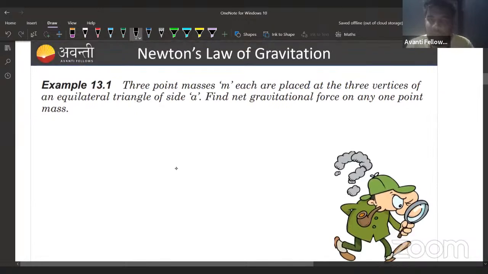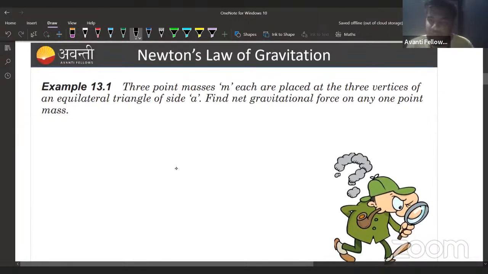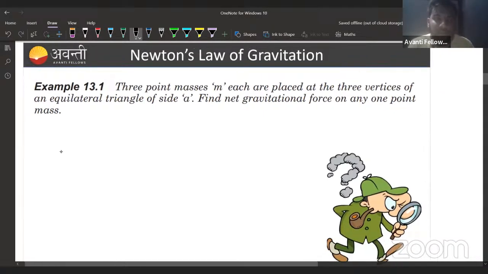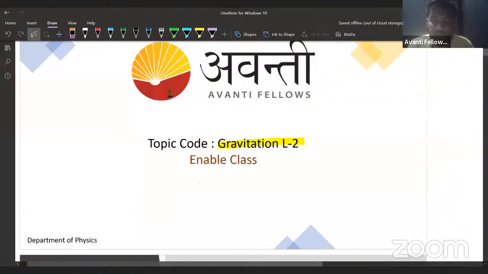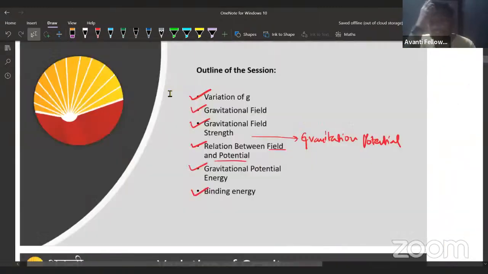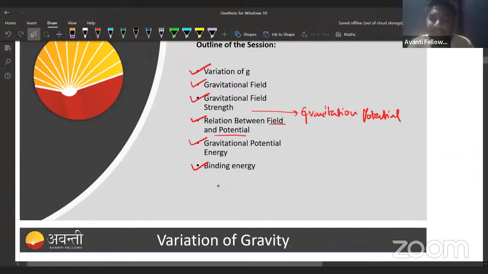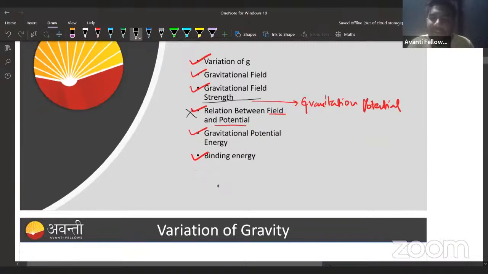So shall we start, or do you guys need a quick revision? Let us see what we studied in the previous classes. A quick revision, okay? So this is our previous class notes. We saw variation of g, gravitational field strength, right? Till this part. We didn't go further though.